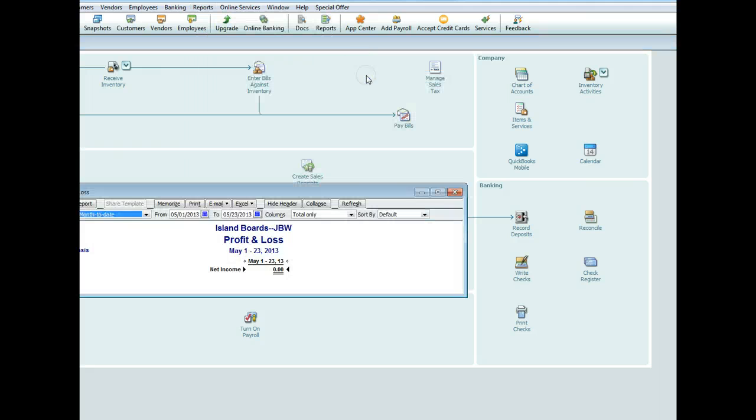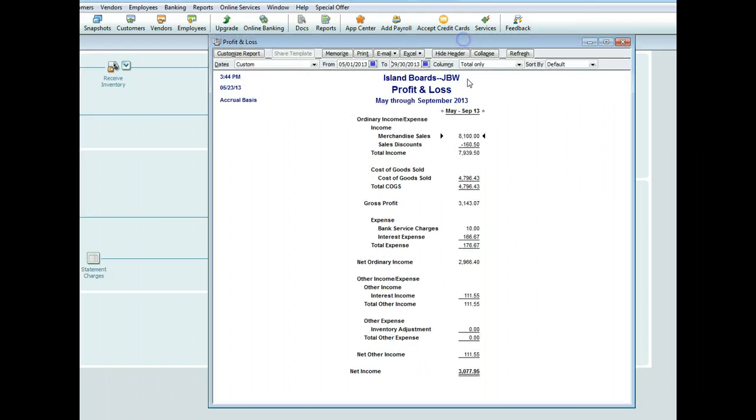Now, once you've done all your transactions, get your reports. Company and financial, profit loss standard. And we're going to go all the way from when we started, which was July, to end of September. It's okay to go farther ahead or behind. There's our profit and loss. Check that for the right answer. Check your inventory adjustment to be 0.